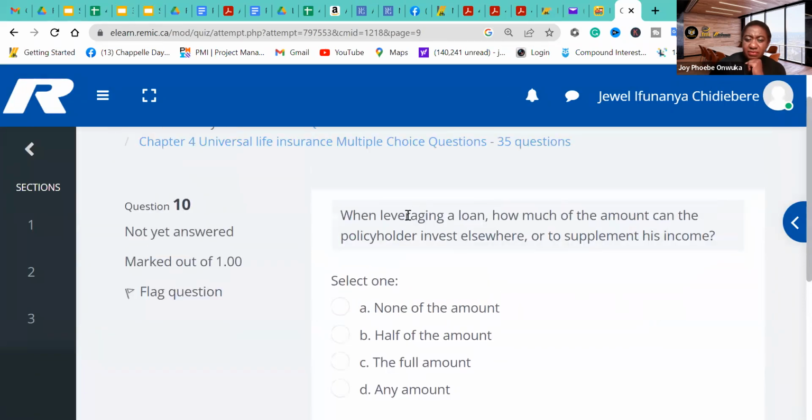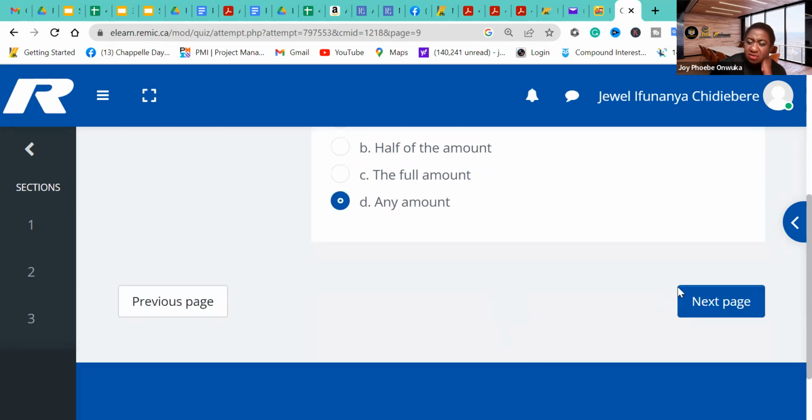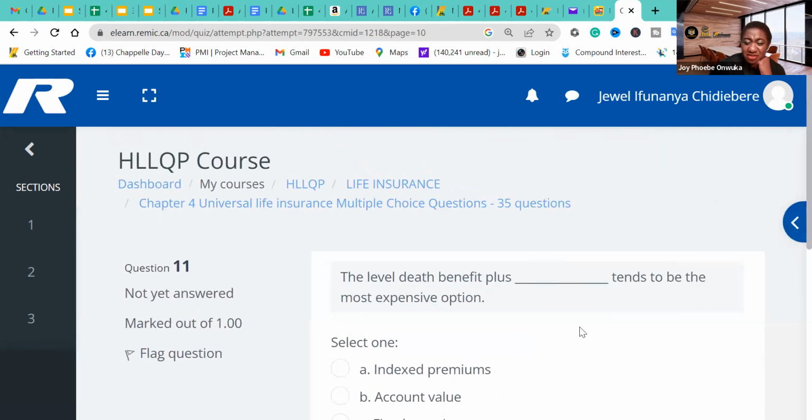Question 10. When leveraging a loan, how much of the amount can the policyholder invest elsewhere or use to supplement his income? None of the amount, half of the amount, the full amount, any amount. The question itself is as confusing as it can be.